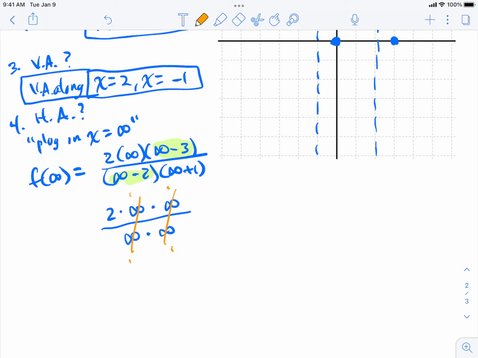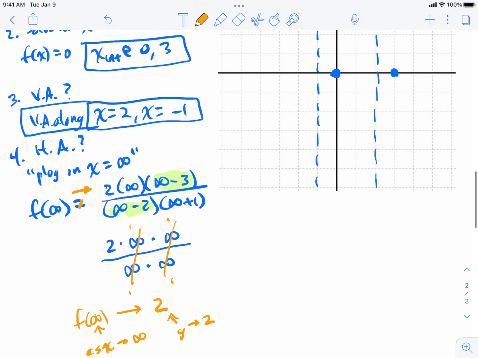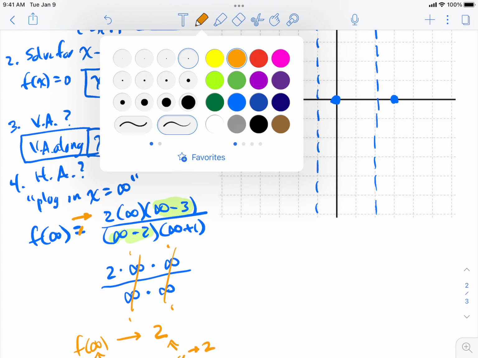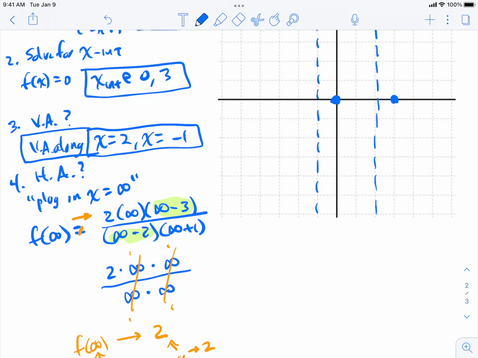So what do we got here? We got f of infinity, and I won't say equals, I'll say arrow. That would have been better. Arrow. Approaches 2 over 1, which is 2. What does that mean? As x gets massively big, y becomes 2. Y is going to level out at 2. That's a horizontal asymptote. It's when you plug in extremely large values of x.